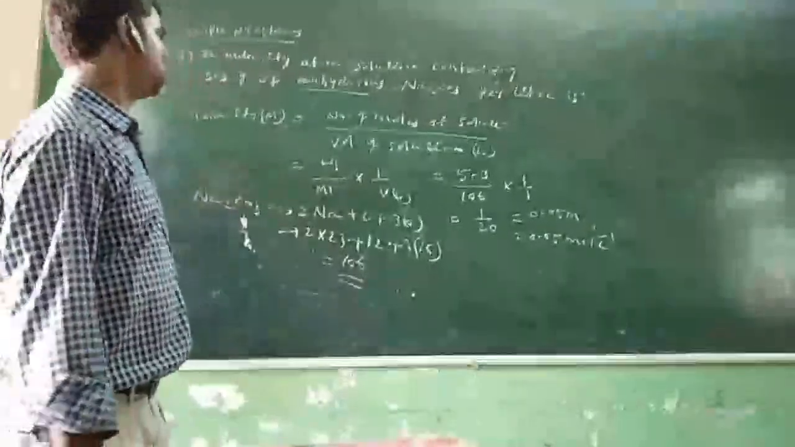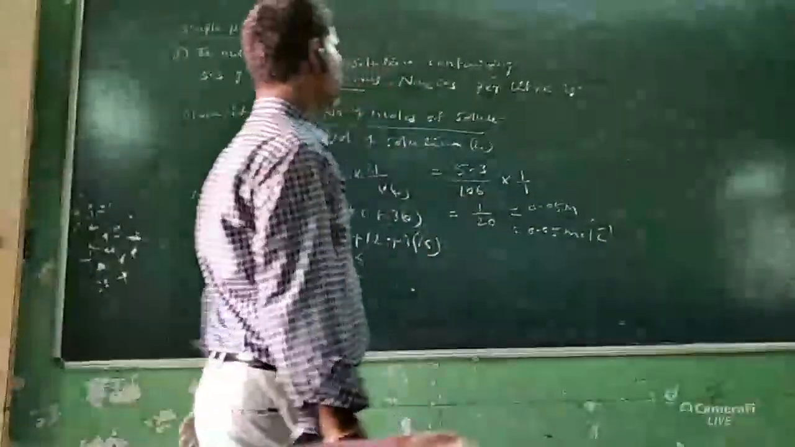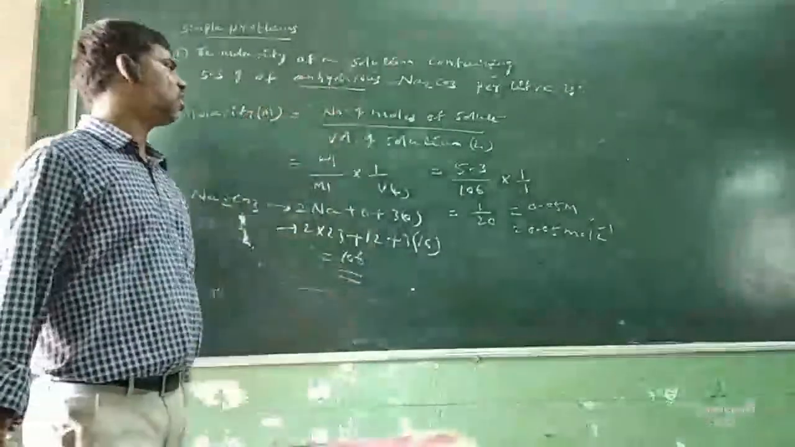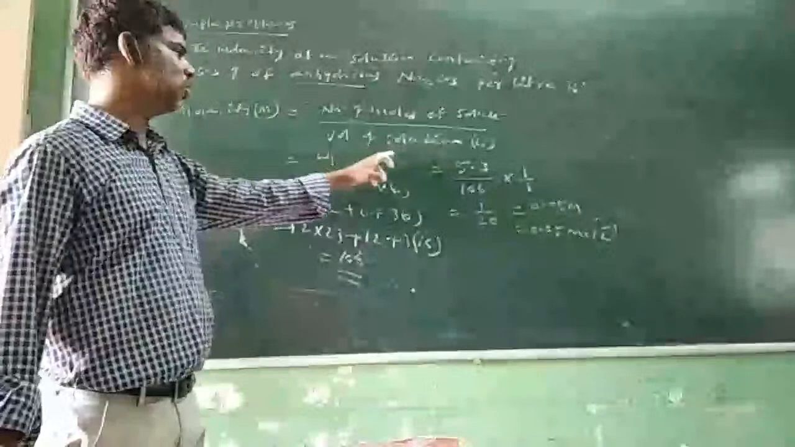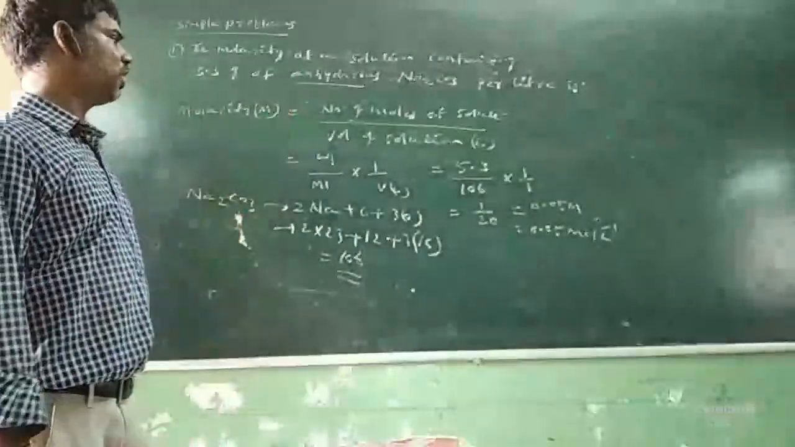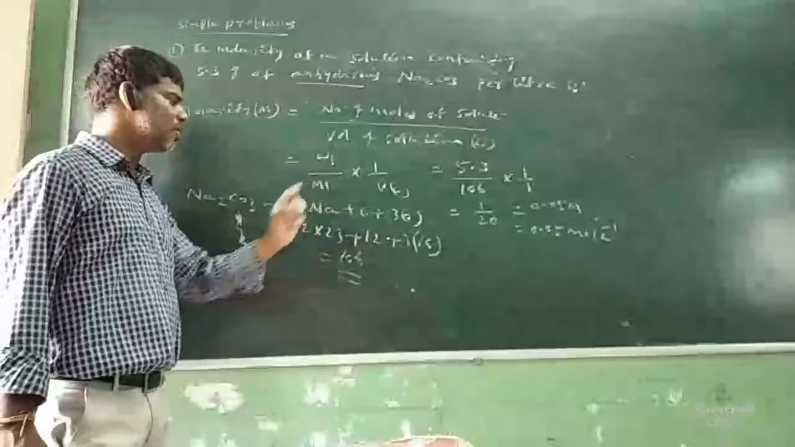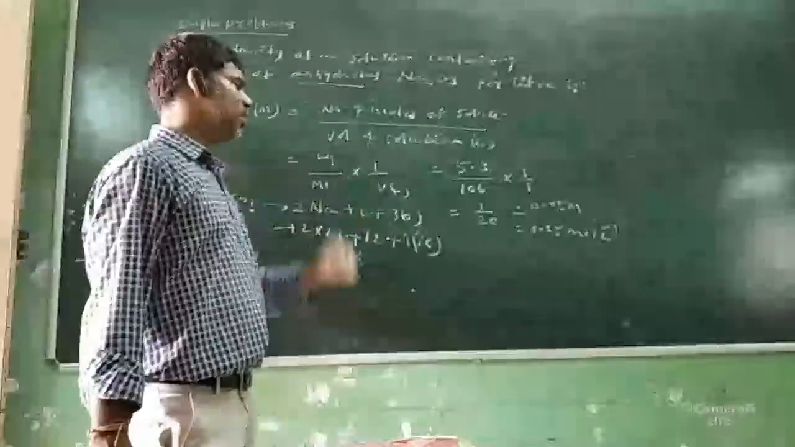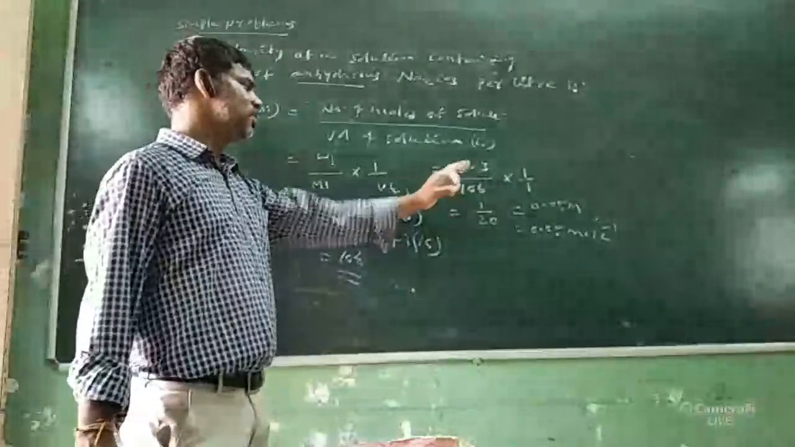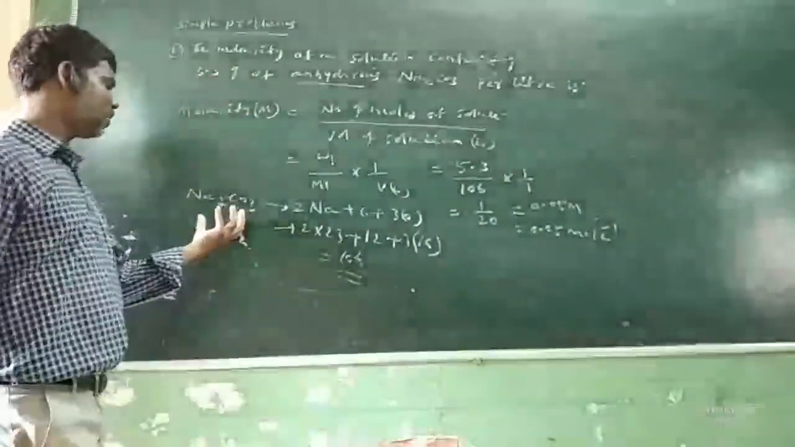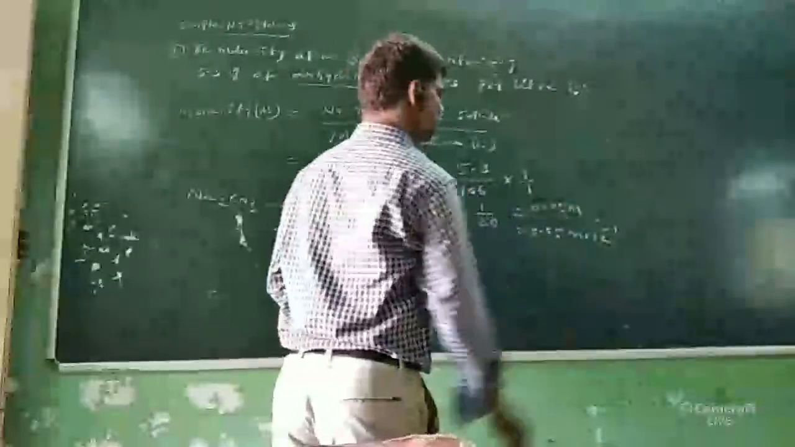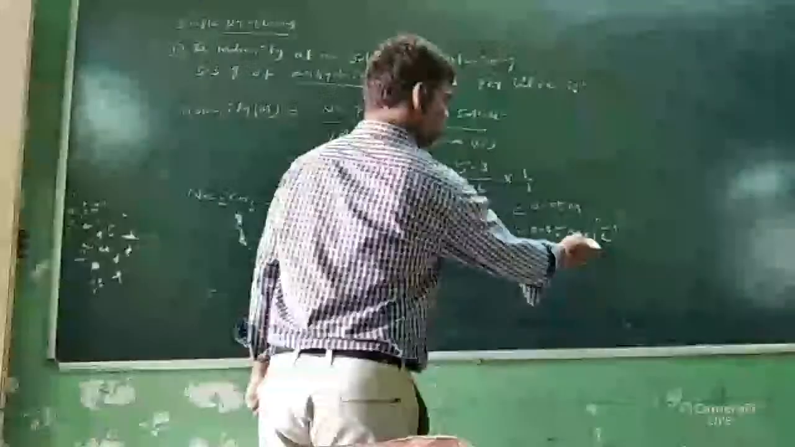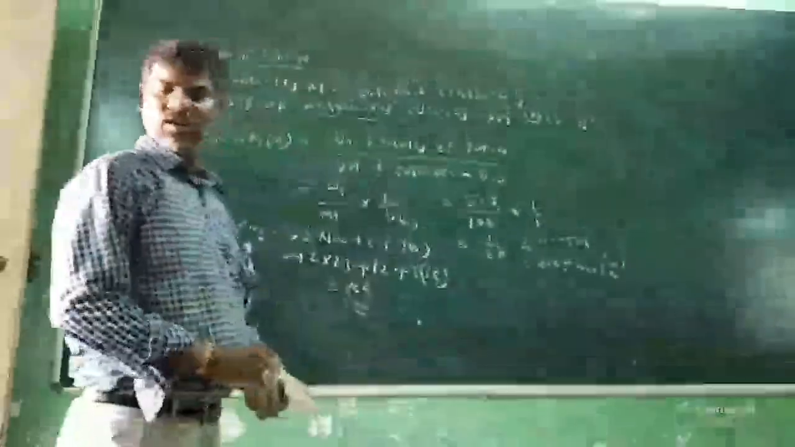liter. Here the volume is given as 1 liter. Anhydrous means it has no water. The molarity is equal to the number of moles of solute by volume of solution in liters. The number of moles of solute we can calculate using the weight of solute by gram mole weight, into 1 by V in liters. So 5.3 by 106 into 1, which is 1 by 20, that is 0.05 molar, or 0.05 mole per liter. This is the problem.